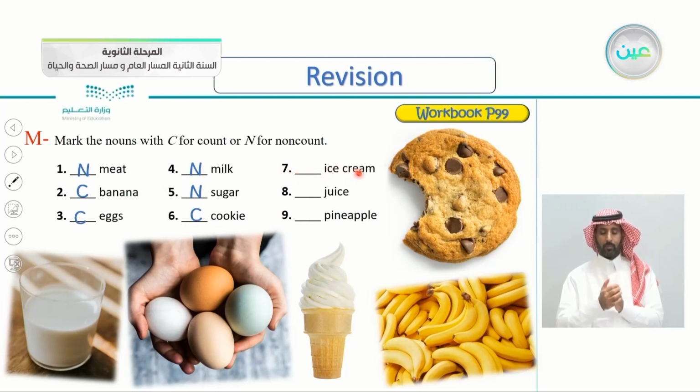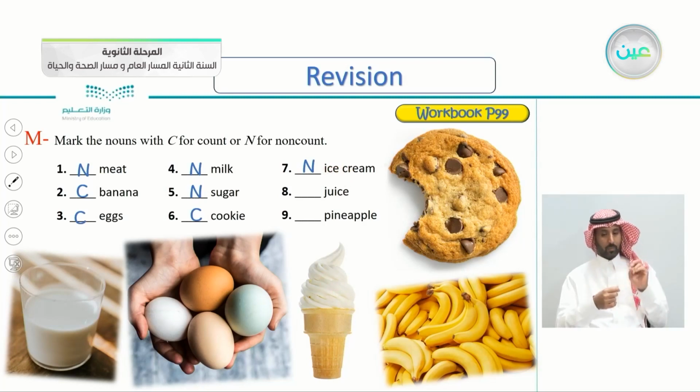What about the ice cream? Ice cream is non-count, of course. You can't say 2 ice creams. You say maybe 1 cone of ice cream, 2 cones. You just count the thing that the ice cream is in. 1 cone or 1 bowl of ice cream, but not the ice cream itself.